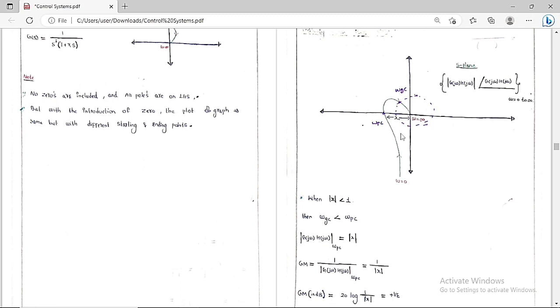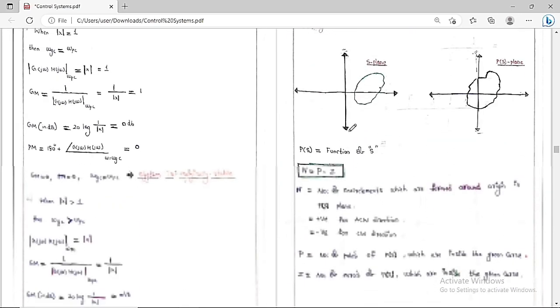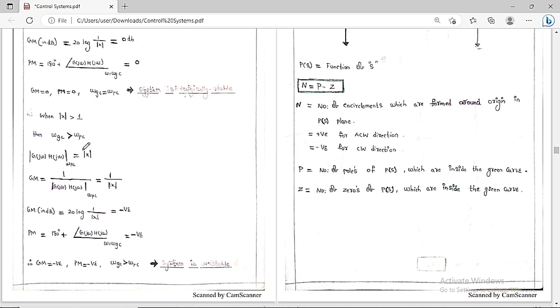Now you can see clearly, as omega is varying from 0 to infinity in this fashion, definitely omega GC is greater than omega PC. Therefore we can say omega GC is greater than omega PC. Then what is the magnitude of G of s, H of s at omega PC? It is equal to mod x.